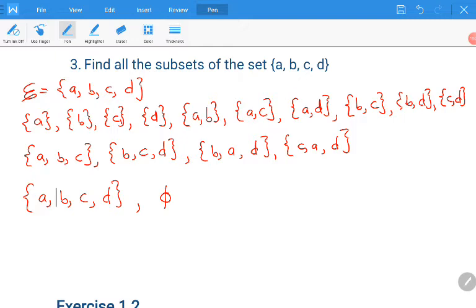So we have 1, 2, 3, 4, 5, 6, 7, 8, 9, 10, 11, 12, 13, 14, 15, 16. So every set which contains 4 elements has, let me count again, 1, 2, 3, 4, 5, 6, 7, 8, 9, 10, 11, 12, 13, 14, 15, 16. So it has 16 subsets.